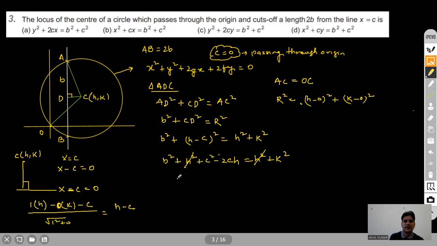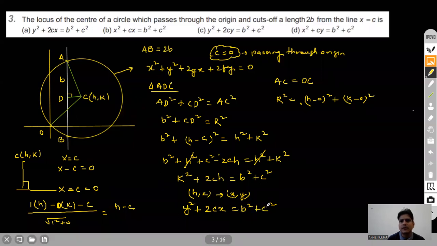So this h square will be cancelled out. Let's take all the terms to one side. This will be k square plus 2ch is equal to b square plus c square. Now replace h and k by x and y. So it will be y square plus 2cx is equal to b square plus c square. The correct option is option number A. So this will be the locus of the center of the circle.